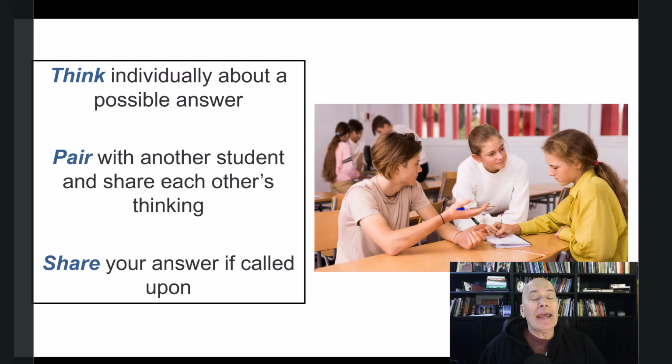Then you pair them up and they share with a partner. And basically, they can test their thinking or share different ideas, which is exactly what you want. Again, you can go up and down the rows and listen in on their conversation. And then get the conversation going and have maybe a couple of students share publicly what it is that they were talking about or learning about.